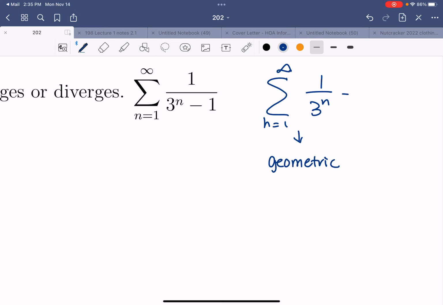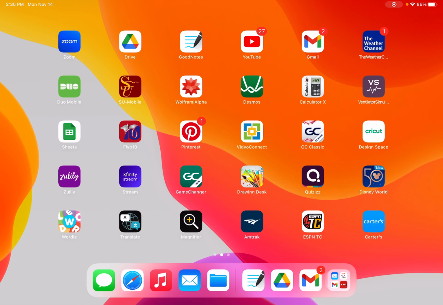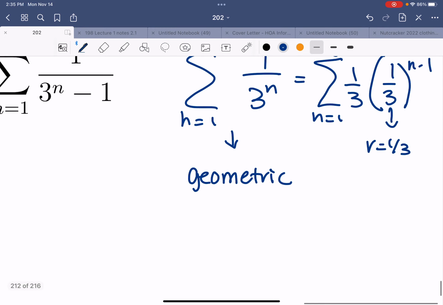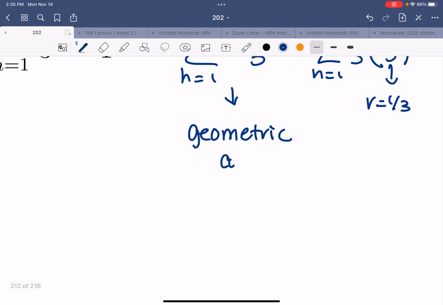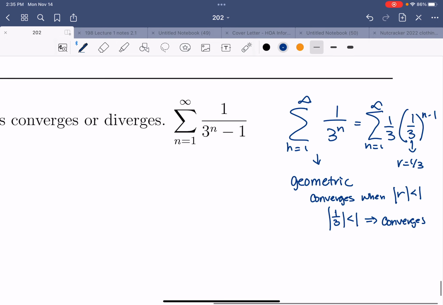And if we set it up properly, we would factor out the 1/3 and make it 1 over 3 to the n minus 1. And then r equals 1/3. And so this is geometric. Whoa, sorry, friends. Things are popping up on my iPad. In this case, our r is equal to 1/3, and a geometric series converges when your r, absolute value, is less than 1. And so because 1/3 is less than 1, this one converges. So that's great. I know of a series that looks similar that converges.